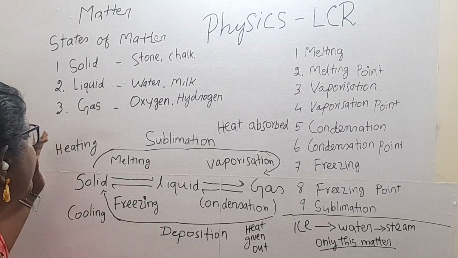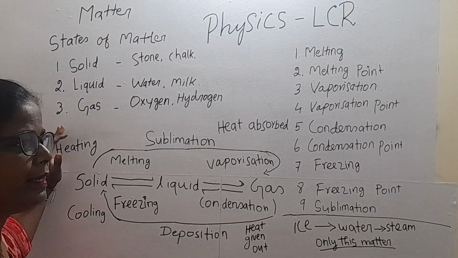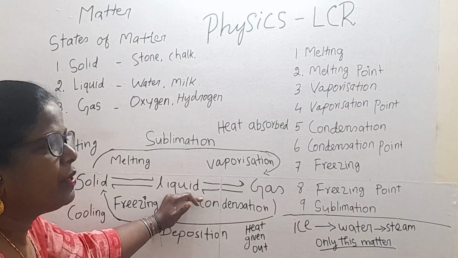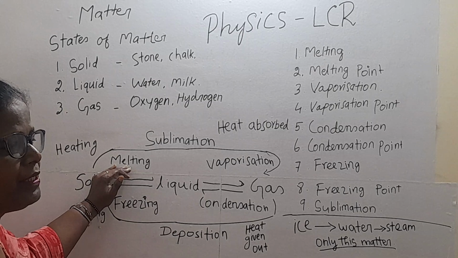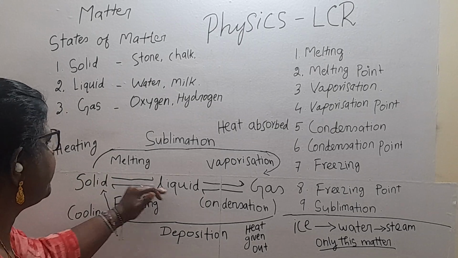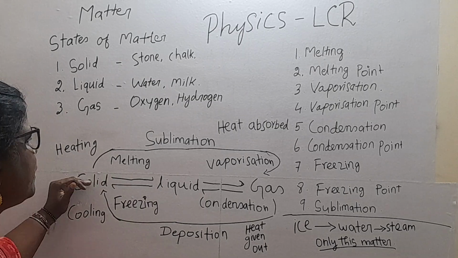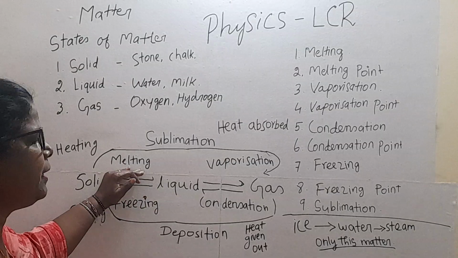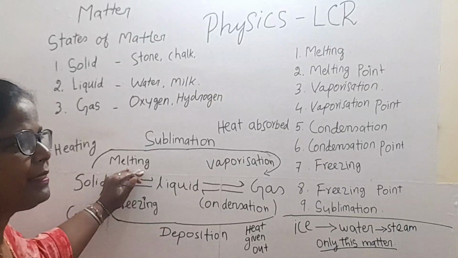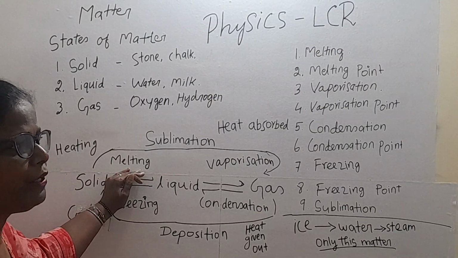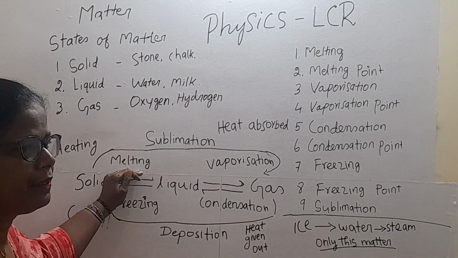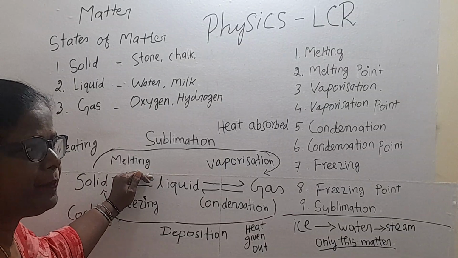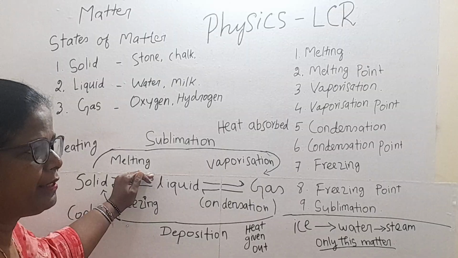Listen carefully. On heating, solid changes into liquid. This process is known as melting. On heating, solid changes into liquid state, which is known as melting. It takes place at a constant temperature. That particular temperature is known as the melting point. So melting takes place at constant temperature.